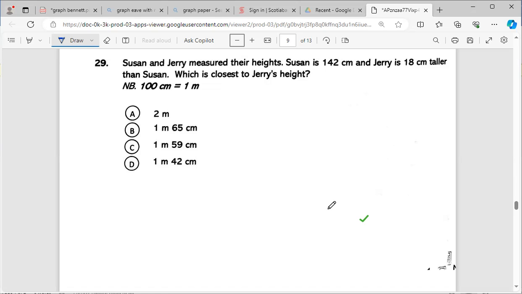Do you want to attempt the question? Take your time. Yes, sir. I would say it's 1 meter and 42 centimeters. I worked it out first, and I'm explaining to you how I got that answer.